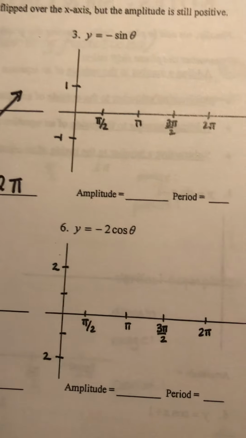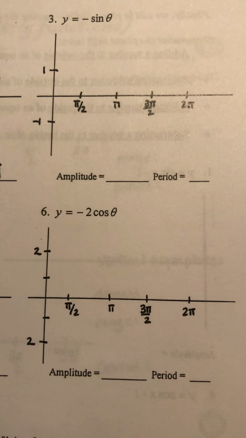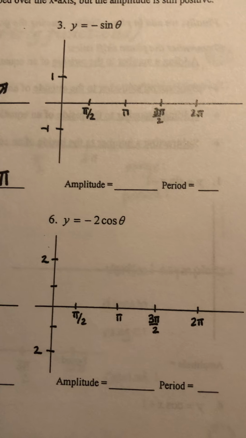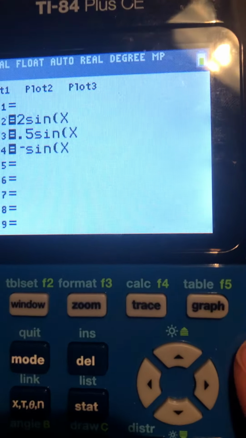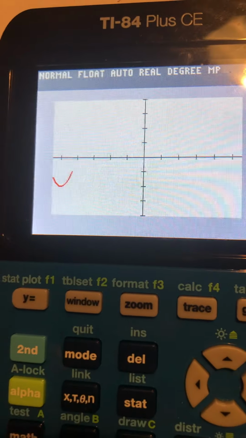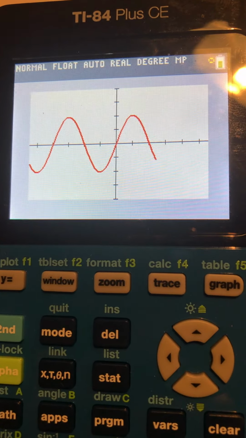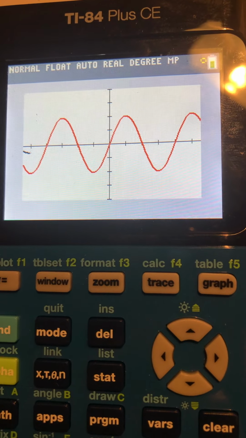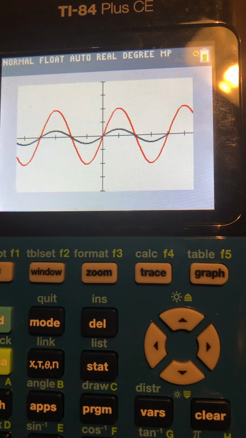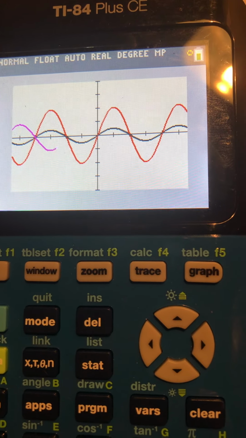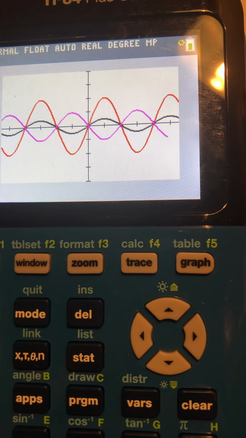Now we've got a negative in front. Well, we've done a lot of things with negatives in front during the year. You probably remember that a negative in front reflects the graph over the x-axis, and this is no different. So if I have all those on there, it's going to graph them again. So there's the 2 sine x. There's the 1/2 sine x. And then here is the reflection, the negative sine x.